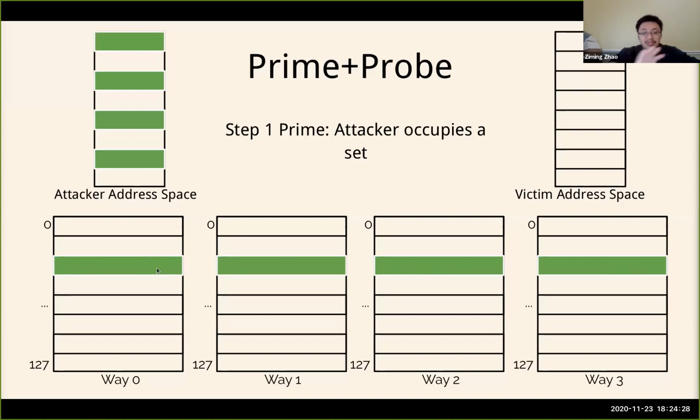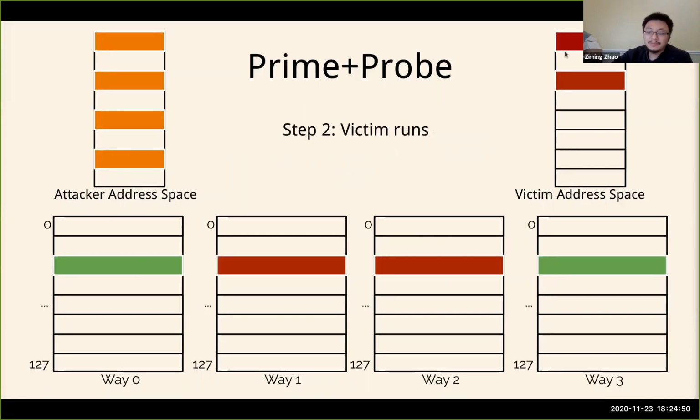And in this step, because the eviction in some architectures like ARM is random, this step is also a little bit random. There is no deterministic approach for you to say how many times you need to access to fully fill this. You don't know. But then the second step, the victim runs. The victim may access some of the data which will go to this cache set.